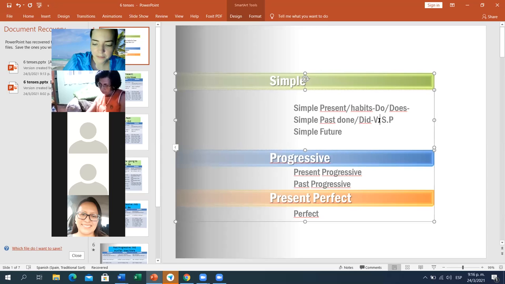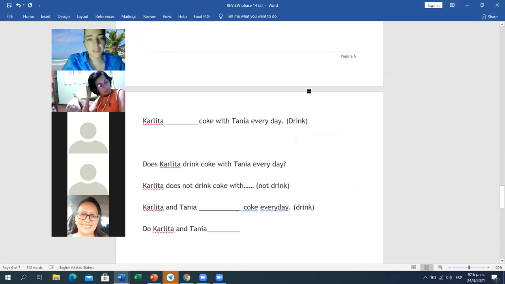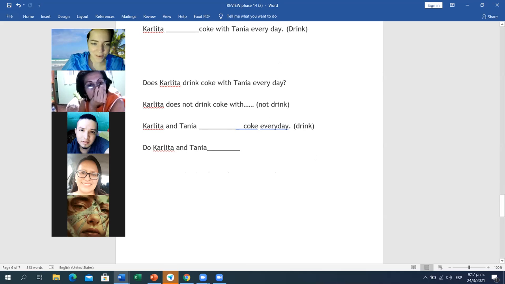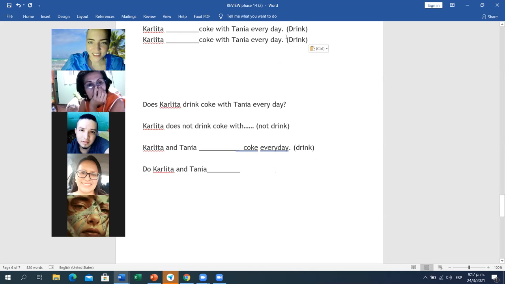Verb in the simple past. Okay. Este sería nuestro auxiliar, did, and verb in the simple past. Now, how would be this in the simple past? ¿Cómo sería el simple past? Carlita drunk Coke with Tanya every day. Okay. No, vamos a quitarle every day. Vamos a cambiar el ejemplo. Solo vamos a poner. Ajá, gracias. Okay. Carlita worked with Tanya yesterday.